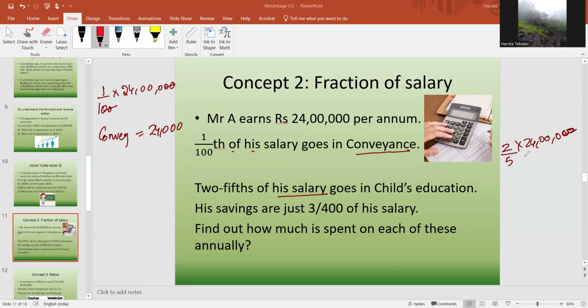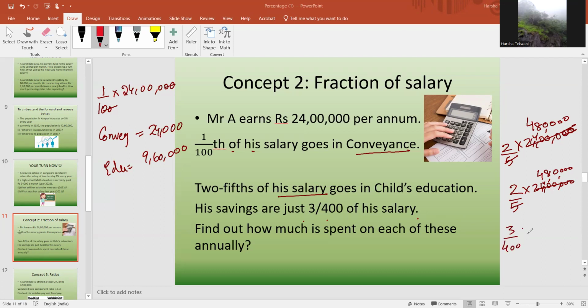Oh, sorry, we do not cancel the zeros. 5 fours are 20. So that's about 9,60,000 goes for child's education. All right. And have I done the calculation correctly? 24 lakh. Okay, 5 fours are 20. Yeah, my calculation is right. 9,60,000 for the education. His savings are just 3 by 400 of his salary.